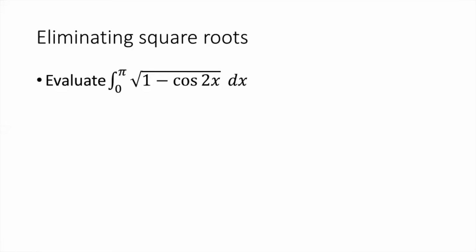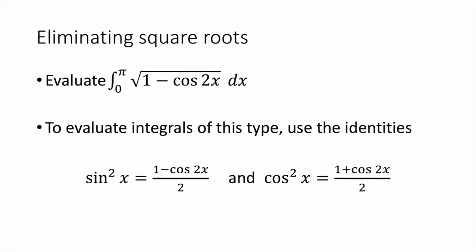All right, so while we're on the topic of sines and cosines, you can use that power reducing formula in a problem like this. So they want us to evaluate the integral from 0 to pi of the square root of 1 minus cosine 2x. So again, use the power reducing formula. I will show you how that works.